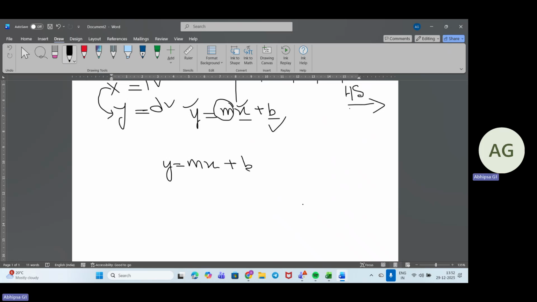Now we need to understand more about m. What is m? We already mentioned that it is how fast the price is increasing. So m is basically my slope.